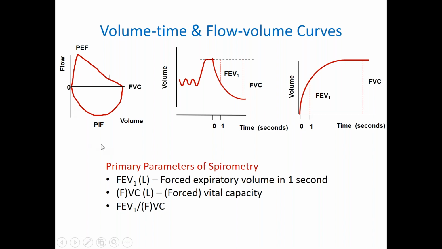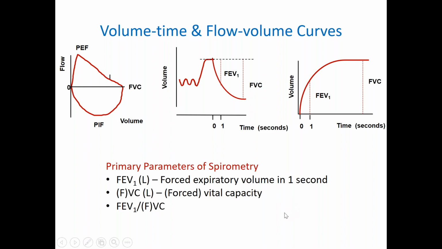In terms of the primary parameters that you really need for interpretation of spirometry, you need to know the FEV1, which is the forced expiratory volume in the first second. So if we look at the volume time curve here, we move across the time axis till we find 1 second, follow that up till we hit the curve, and then read that volume off, and that's the FEV1.